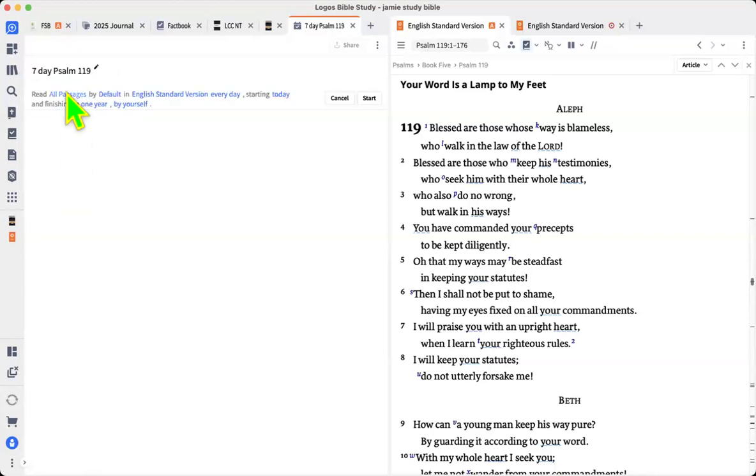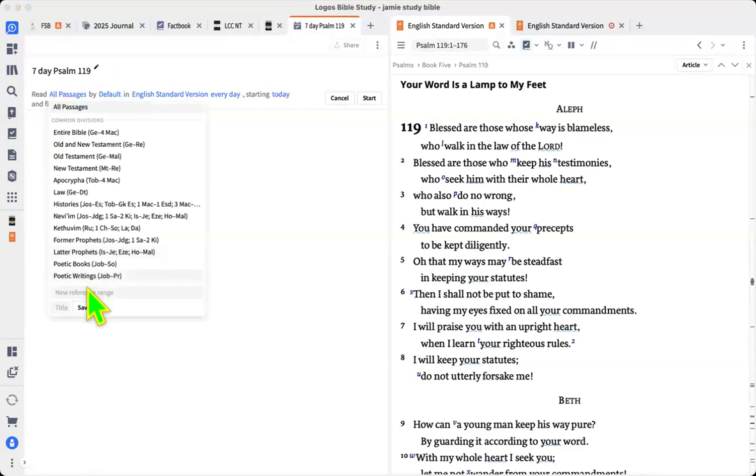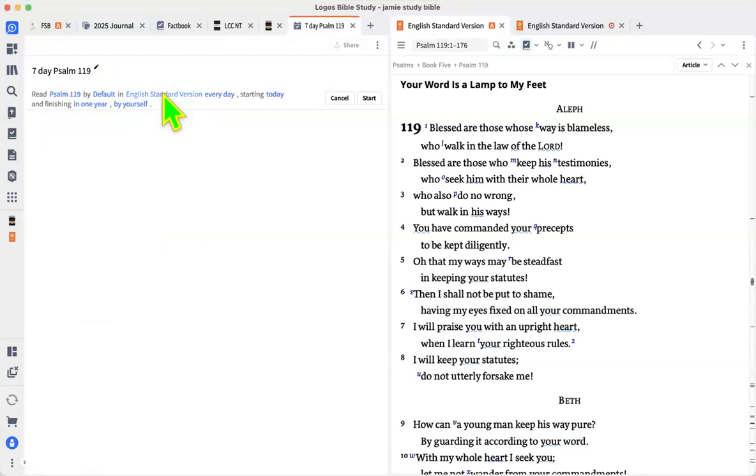Right now, it's giving me some hyperlinks, so I'm going to change these. This says all passages. I don't want to read all passages. I want to just read. I can change the Bible version that I want to read it in. I'm going to keep it English Standard, but I could change this to New King James or any other version.